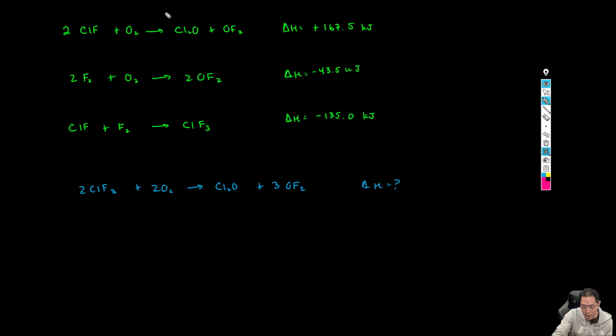Is there anywhere here that has ClF3? There's one right here. Let's see if there's anything else. That's ClF3. The rest are not. Notice that this is on the left side and this one's on the right side, so I need to flip it. Instead of this being on the right side, now it's going to be on the left: ClF3 arrow ClF plus F2. I'm not going to worry about the delta H until the end because I'm just going to flip it.